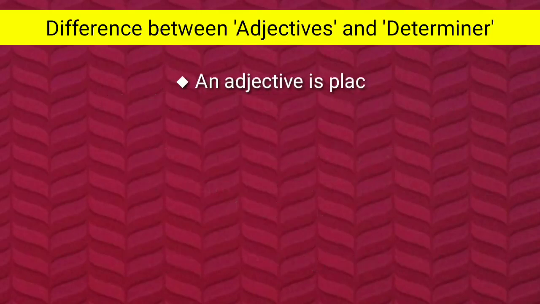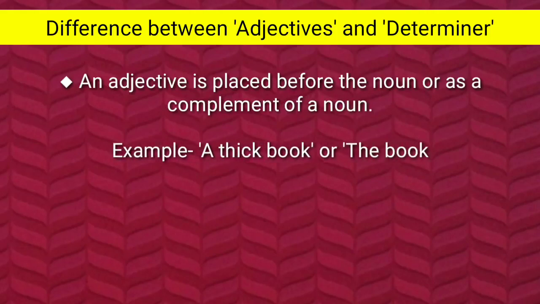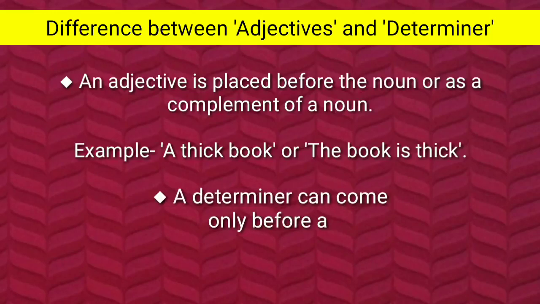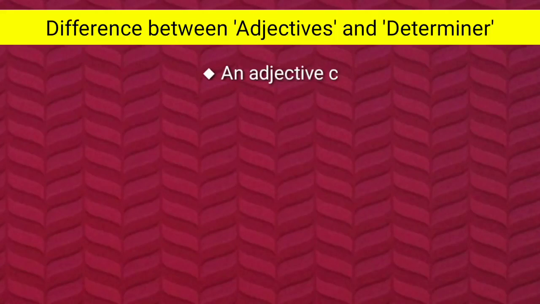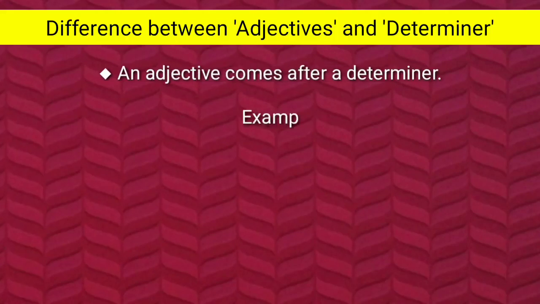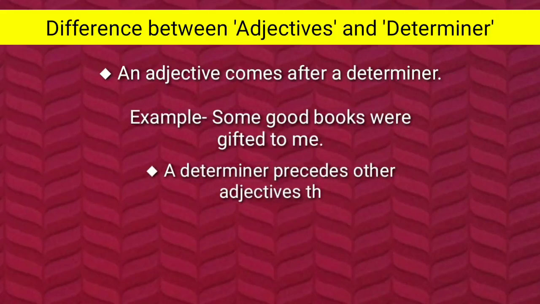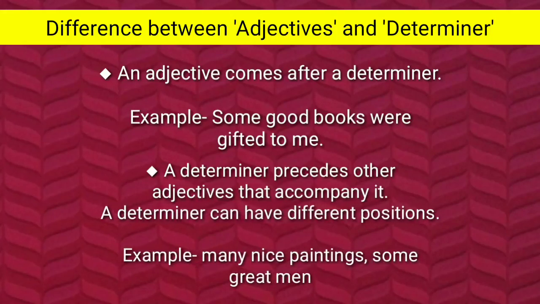An adjective is placed before the noun or as a complement of a noun. Example, a thick book, or the book is thick. Whereas a determiner can come only before a noun. Example, few boys, second goal. An adjective comes after a determiner. For example, some good books were gifted to me. Whereas a determiner precedes other adjectives that accompany it. Determiners can have different positions. For example, many nice paintings, some great men.